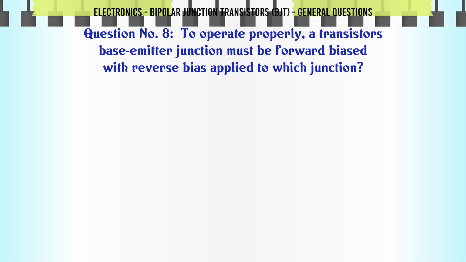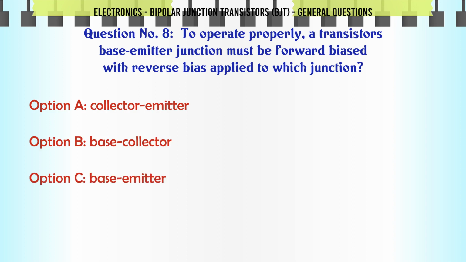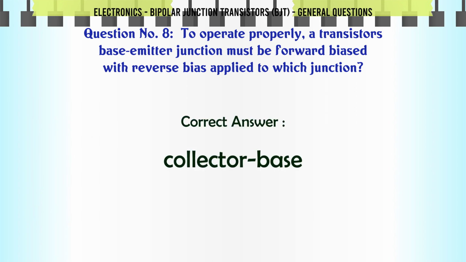To operate properly, a transistor's base emitter junction must be forward biased with reverse bias applied to which junction? A. collector emitter, B. base collector, C. base emitter, D. collector base. The correct answer is collector base.